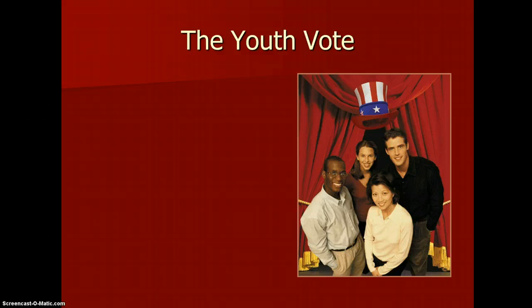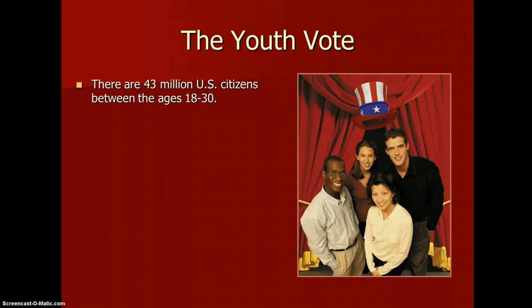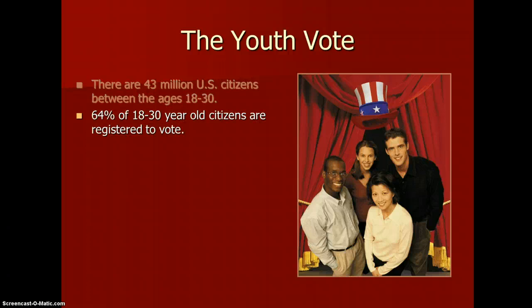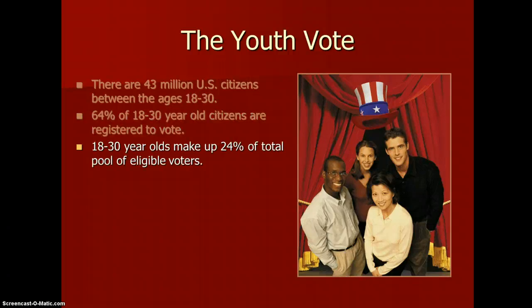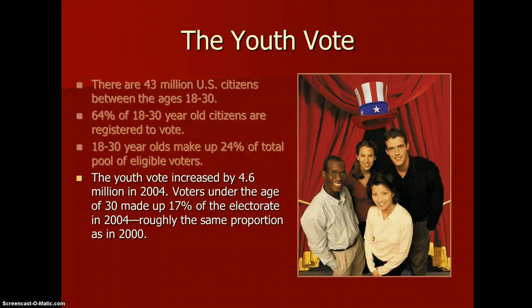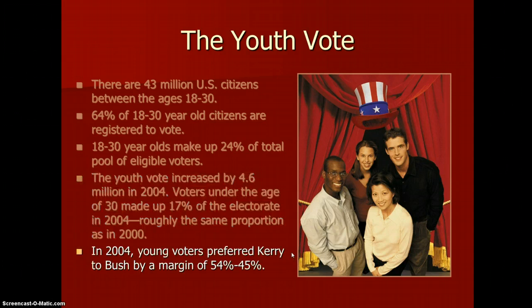Now we talk about the youth vote, which includes you guys in just a few years, and that's about 43 million citizens ages 18 through 30. Only 64% are registered to vote, which we'll talk about in a little bit, even though they make up 24% of the eligible voters. That youth vote has increased by 4.6 million since 2004, and it made up 17% of the electorate, so it's a really significant portion of the voters, but it typically doesn't turn out. And when the youth vote does turn out, it typically supports Democrats over Republicans.